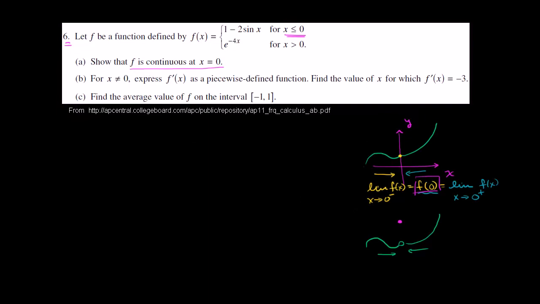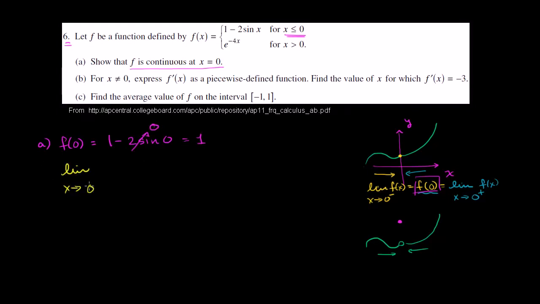First of all, let's think about the value of the function there. Remember, we're doing part A. f of 0 is equal to, we're going to use this first case, because that's the case where x is less than or equal to 0. So f of 0 is going to be equal to 1 minus 2 sine of 0. Well, sine of 0 is 0. 2 times 0 is 0. So this whole thing is 0. 1 minus 0 is 1. Fair enough.